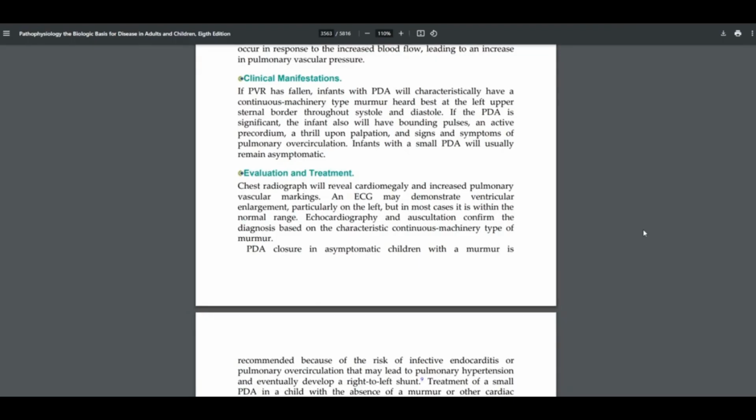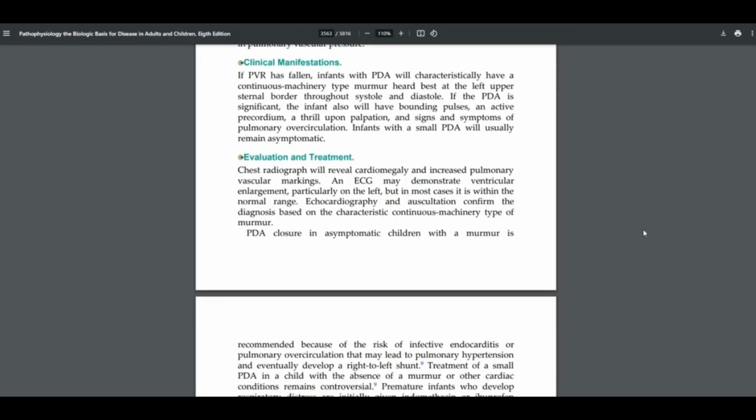So what kind of clinical manifestations do we see? Well, if the PVR has fallen, infants with PDA will characteristically have a continuous machinery type murmur heard best at the left upper sternal border throughout systole and diastole. If the PDA is significant, the infant will have bounding pulses, an active precordium, a thrill upon palpation, and signs and symptoms of pulmonary overcirculation. Infants with a small PDA will usually remain asymptomatic.